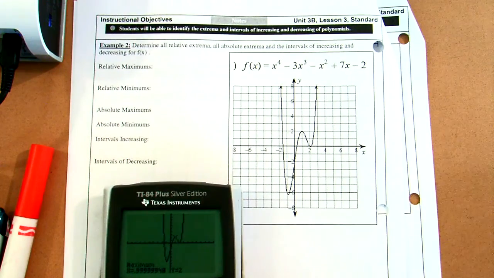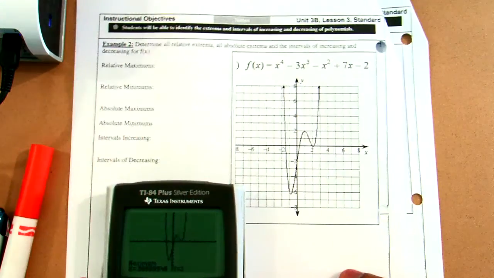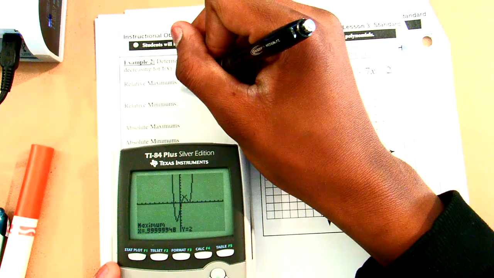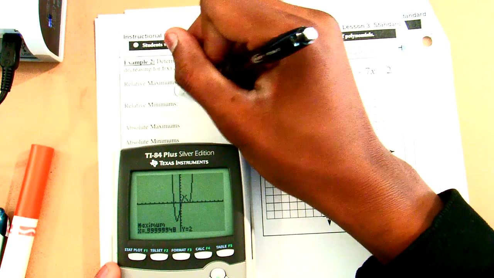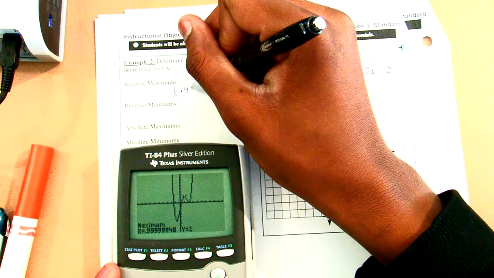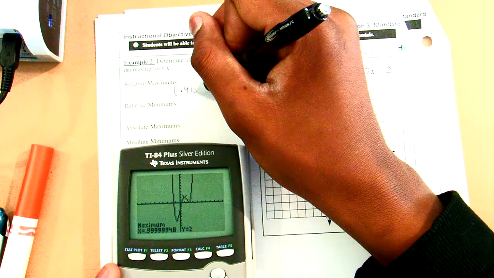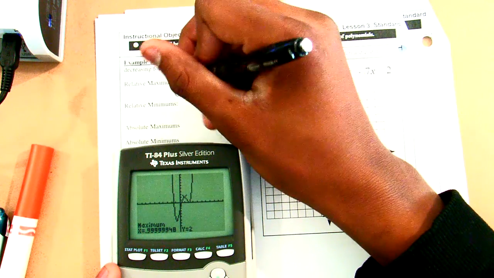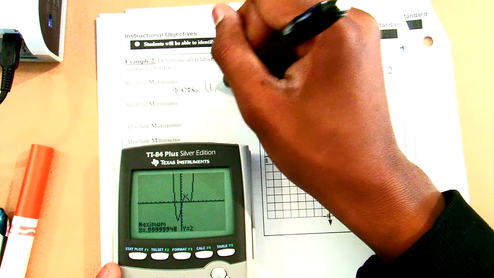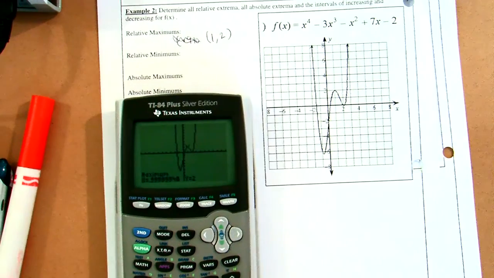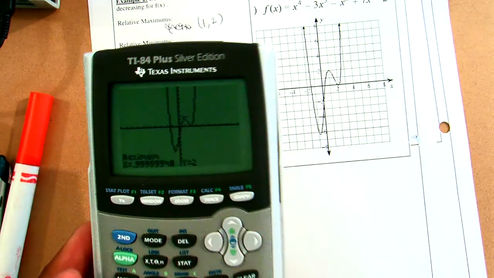It's 0.99999. So we're going to write our point down, and we're going to round to the nearest thousandth. So it's just 1. And the y value is 34.999, so we're going to put 1, 2. That's going to be our relative max value.